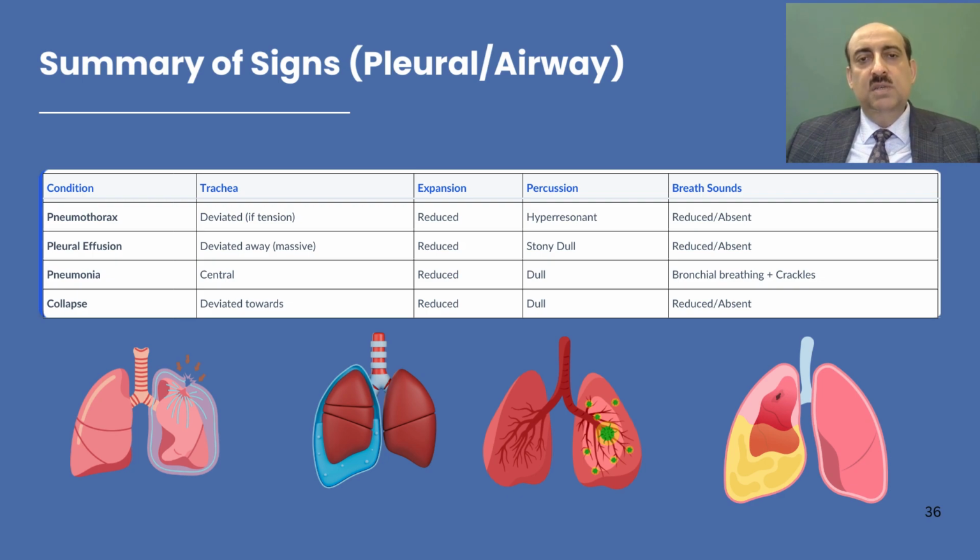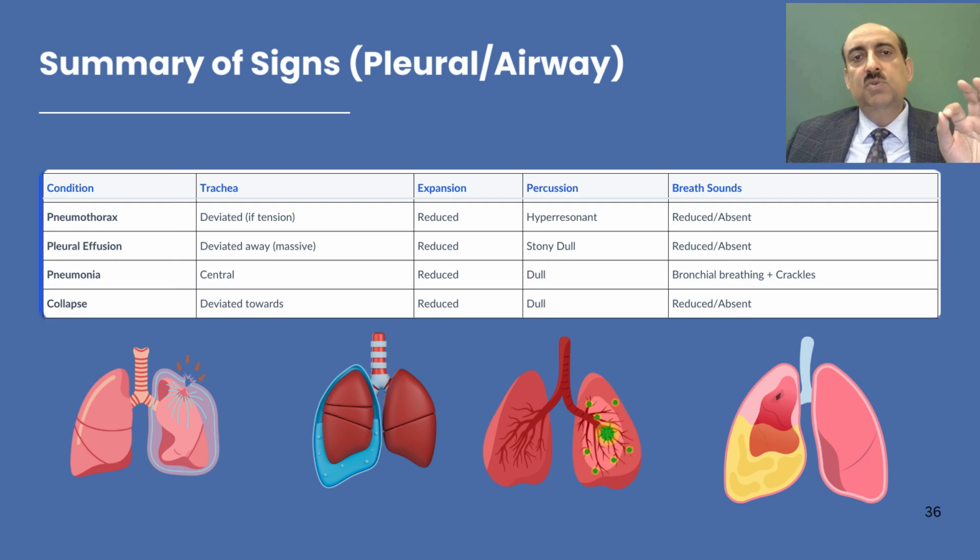In terms of the percussion note, in pneumothorax it will be hyperresonant, in pleural effusion it will be stony dull, in collapse and pneumonia it will be dull to percussion. Breath sounds in pneumothorax and pleural effusion will be either reduced or absent depending upon the size. In pneumonia, it will be bronchial breathing and coarse crackles in the zone affected, while in lung collapse they will be either absent or reduced depending upon the degree of collapse.